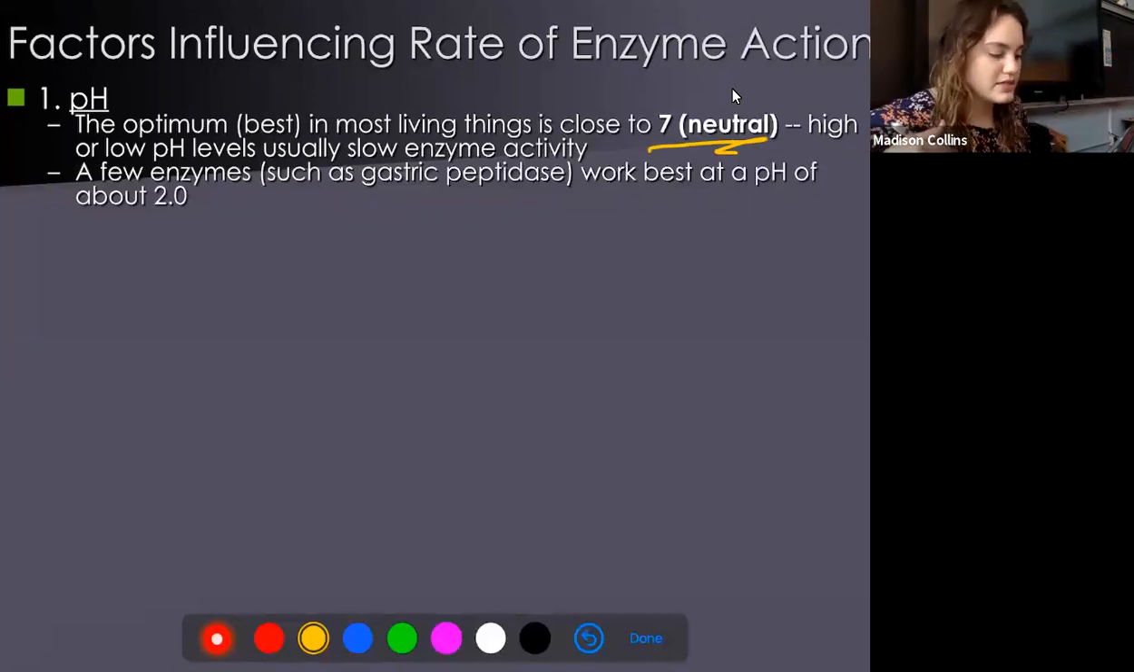There are a few enzymes like gastric peptidase that actually work best at acidic pHs. So work best at a pH of around 2.